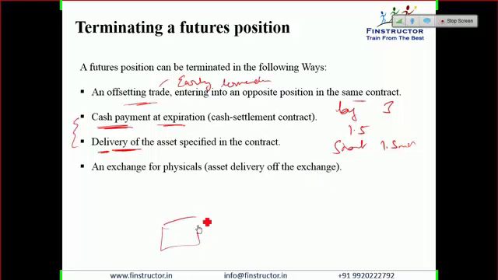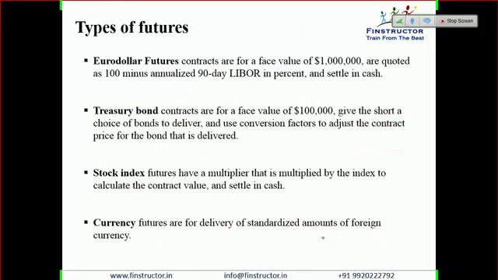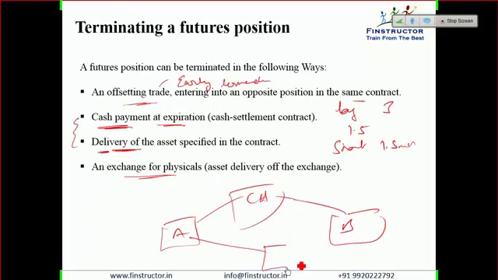Please note, in a futures contract, A and B don't know each other. So whatever delivery has to happen has to be with the clearinghouse. In an exchange for physicals, what happens is that A can go and find B or find another counterparty C and deliver it to C, and then A and C inform the exchange that yes, delivery has happened and you can cancel the contract. So it's pretty rare, you don't really need to bother with this, but just know that this is also one way of terminating a futures position.